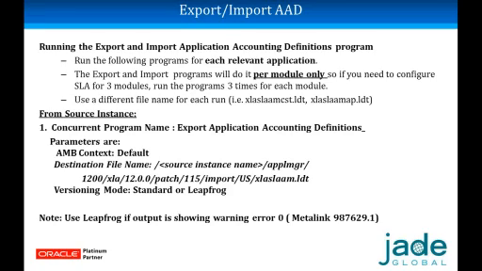So from the source instance, this is the program that you will have to run. You'll have to run the export application accounting definitions. So you have all these parameters, just follow that. Now, if your output is showing warning error 0, then you should use leapfrog on the versioning mode parameter.